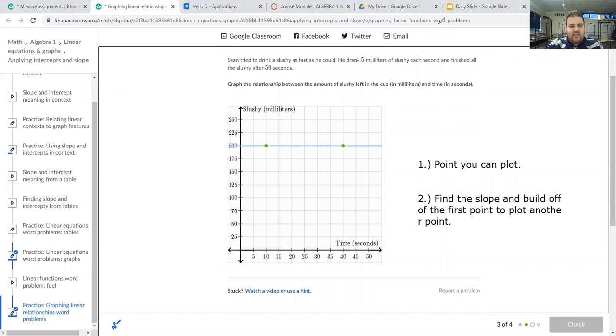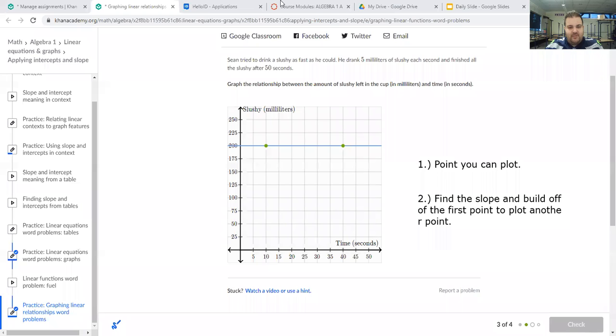Sean tried to drink a slushie as fast as he could. He drank 5 milliliters of slushie each second and finished all the slushie after 50 seconds. Let me highlight some things. He drank 5 milliliters of slushie each second. Okay, that's one piece of important information. And finished all the slushie after 50 seconds. Graph the relationship between the amount of slushie left in the cup in milliliters and time in seconds.